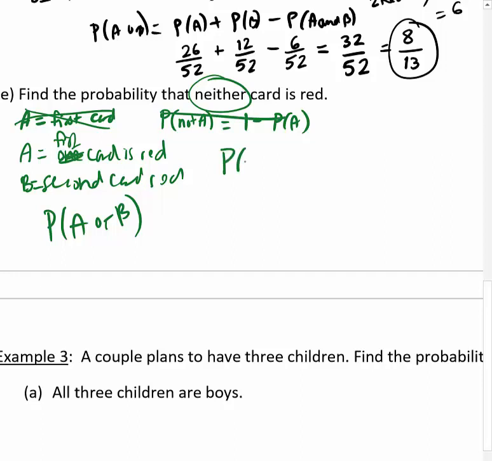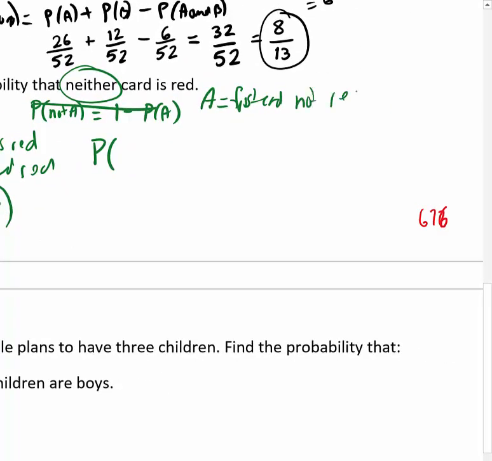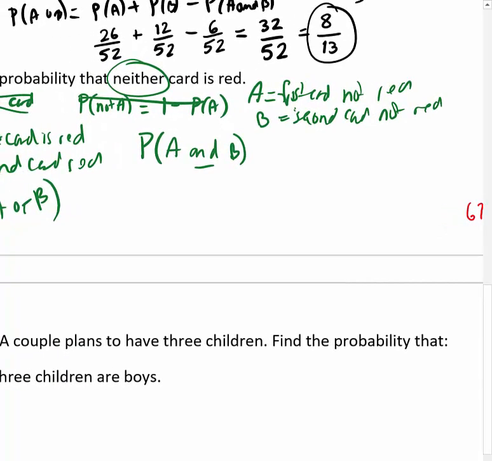So we want neither card is red. That means, let's say event A is the first card is not red, and event B, second card is not red. Then what we want is probability of A and B. It's not like I'm okay with a red card, or I'm not okay with one of them being red. I don't want either of them to be red, so it must be that event A, the first card is not red, and the second card is not red.